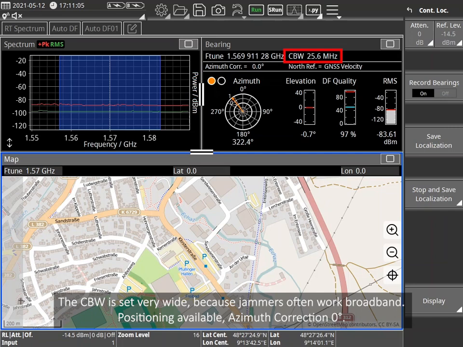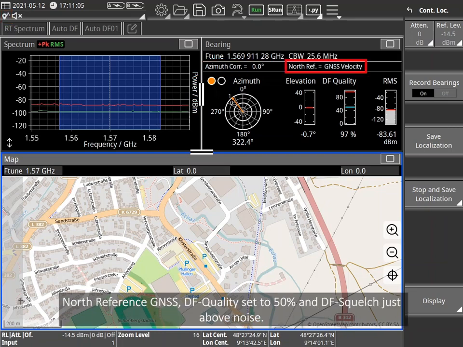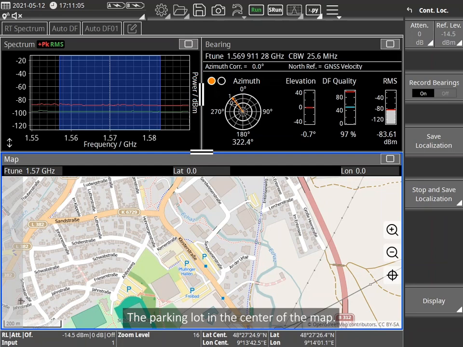The channel bandwidth is set very wide because jammers often work broadband. Positioning available, azimuth correction 0 degree, north reference GNSS, DF quality set to 50% and DF squelch just above the noise. The parking lot in the center of the map, the hunt can begin.